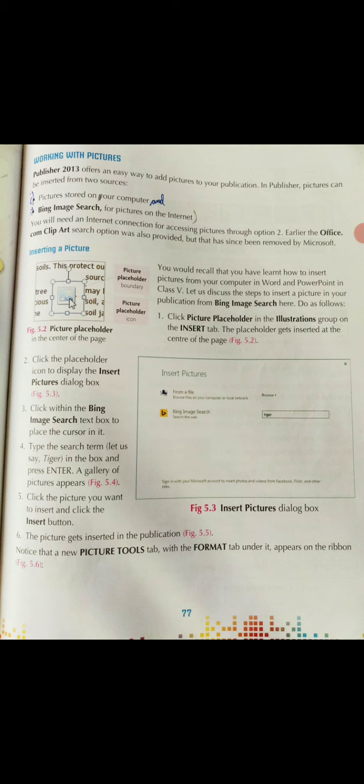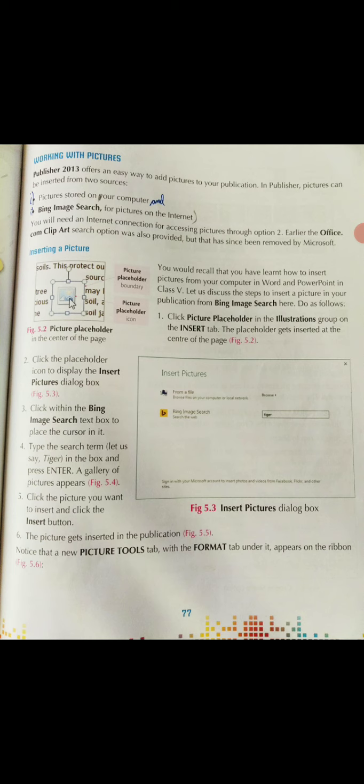Have you seen the paragraph on working with pictures? In there you will get pictures stored on our computer. Make it Roman number 1. Roman number 1, pictures stored on our computer. In place of your, make it our. And, A-N-D, and. Roman number 2, make it Roman number 2.